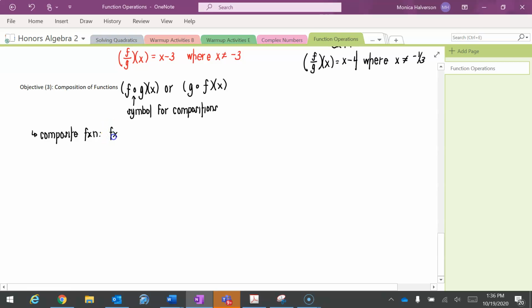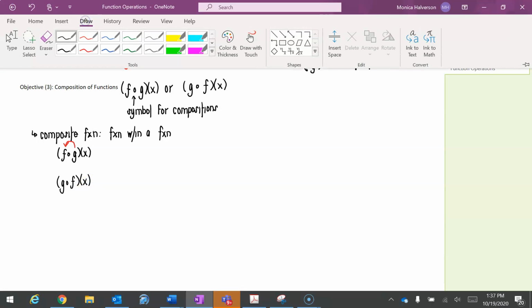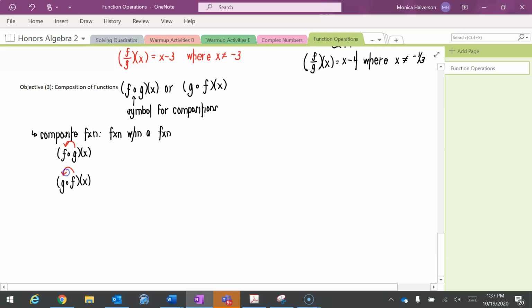Is a function within a function. Okay? So what that means is if you are asked to find the composition of f of g, you are literally plugging g of x into f of x. Whereas if you are being asked to find g composed of f, you are plugging in f of x into g of x. So what does that mean?